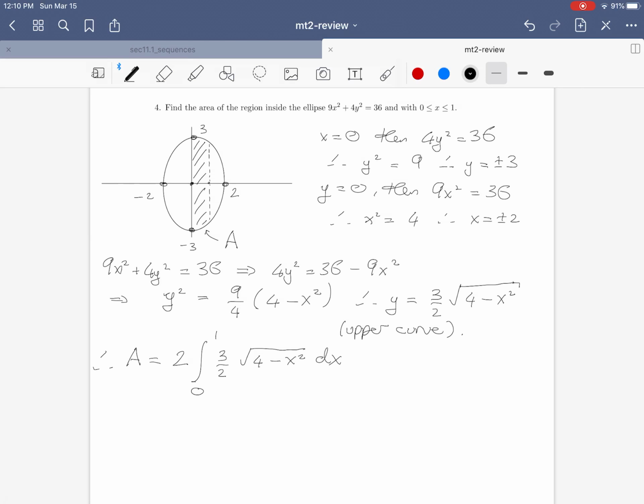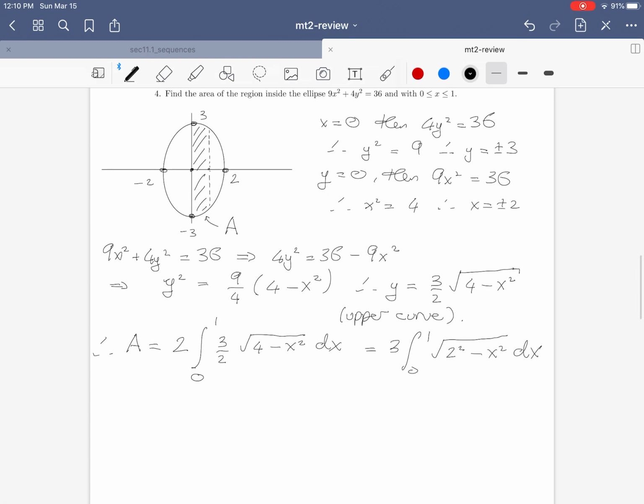Okay, so this is an integral. Let's simplify the constants. So we get 3 times the integral from 0 to 1 of, let's write this as 2 squared minus x squared. So this is the type of integral you'll recall from earlier in the class that you wish to solve by a trigonometric substitution. Okay? Because this is of the form a squared minus x squared, we'll use a trigonometric substitution.